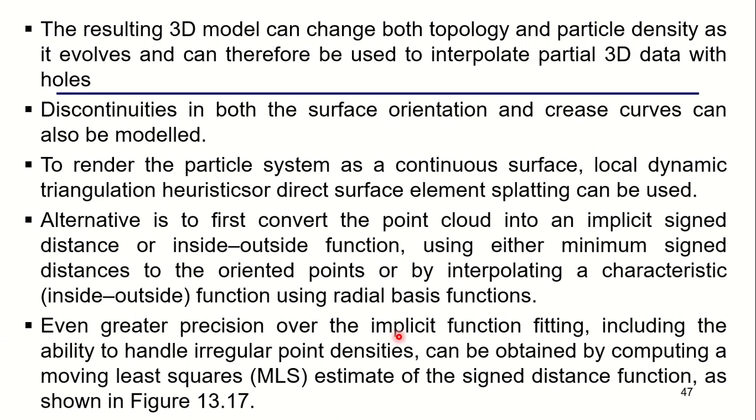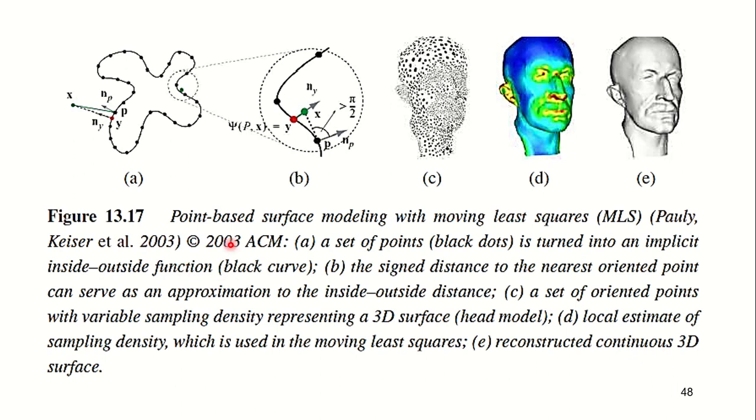Even greater precision over the implicit function fitting, including the ability to handle irregular point densities, can be obtained by computing a moving least squares (MLS) estimate of the signed distance function, as shown in the figure. So this is point-based surface modeling with the moving least squares MLS method. First of all, a set of points, that is the black dots, is turned into an implicit inside-outside function, that is the black curve.